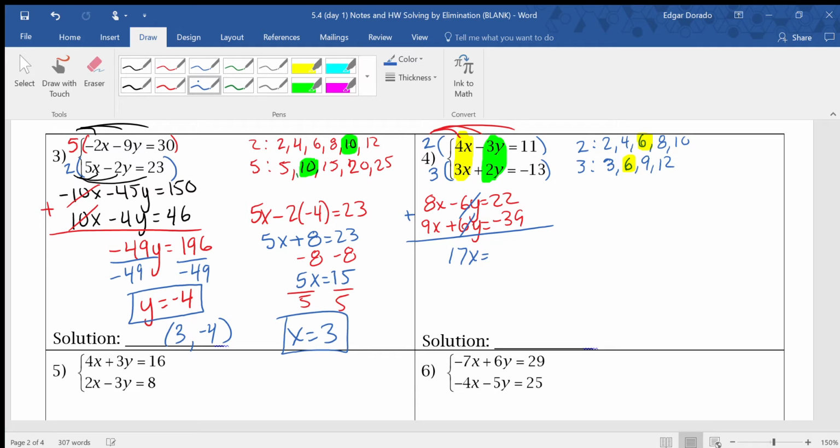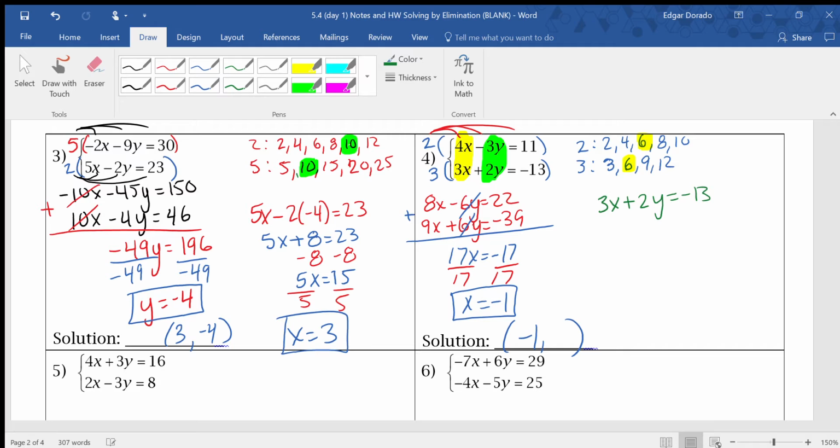x equals a negative, what is this? A negative 17. Okay. I want to get rid of that 17 in front of my x. So I get a final answer here for my x of negative 1. Once I have that, I can go back into substituting that into one of my equations. I'm going to go ahead and use the bottom one since it has more positives.